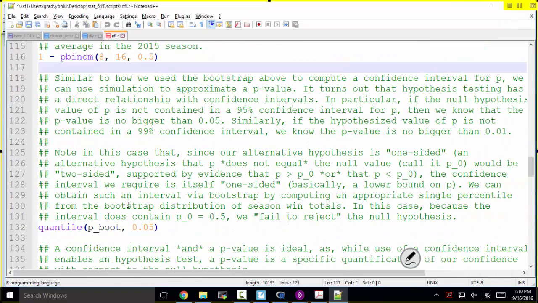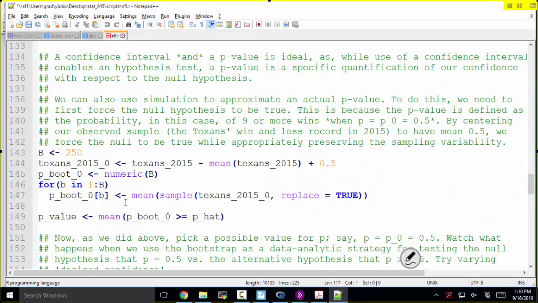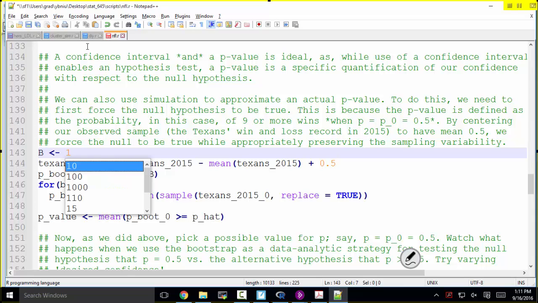Okay, now I want to show you how to do the same thing, but using the Bootstrap. So let's come down here. We already have a confidence interval. Now let's get a p-value. To do Bootstrap hypothesis testing, I'm going to increase this to 1,000 again.